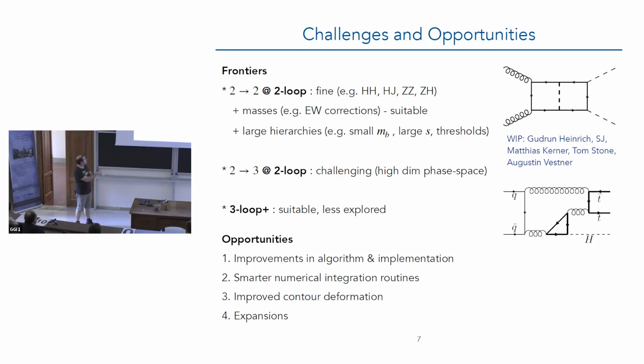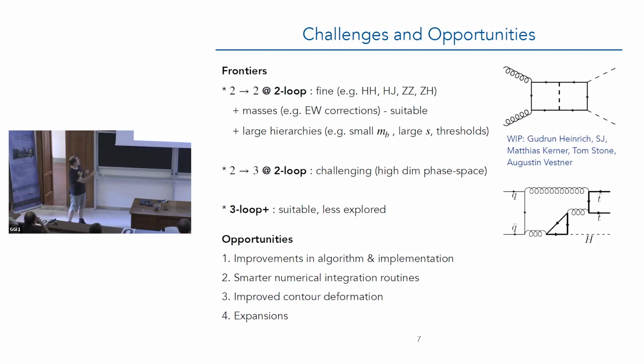And then, of course, we have 2 to 3 at 2-loop, which is very challenging because of the high dimensionality of the phase space. So we have processes like this, for example, and then 3-loop and beyond. One thing I'd like to say is that in the context of adding masses, I'm actually involved in a project with my PhD student, Tom Stone, and the group of Gudrun Heinrich, computing this type of diagram with sector decomposition and with other methods. And I'll say a little bit more about this process later.